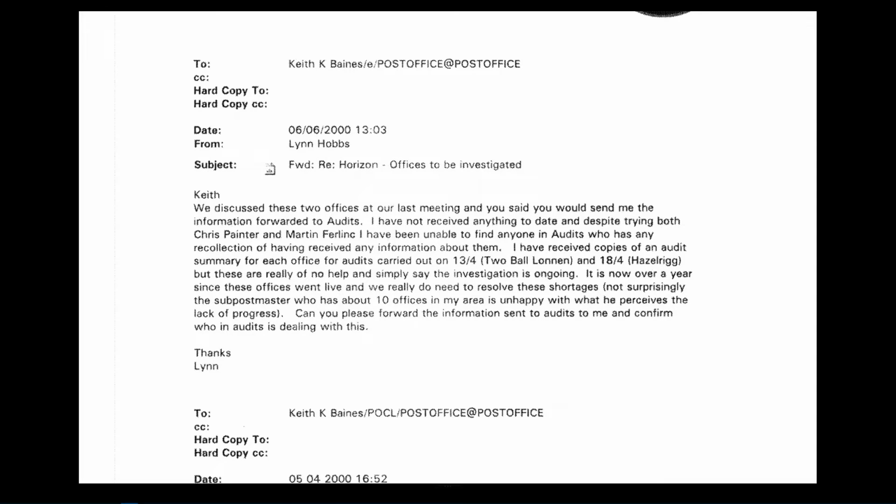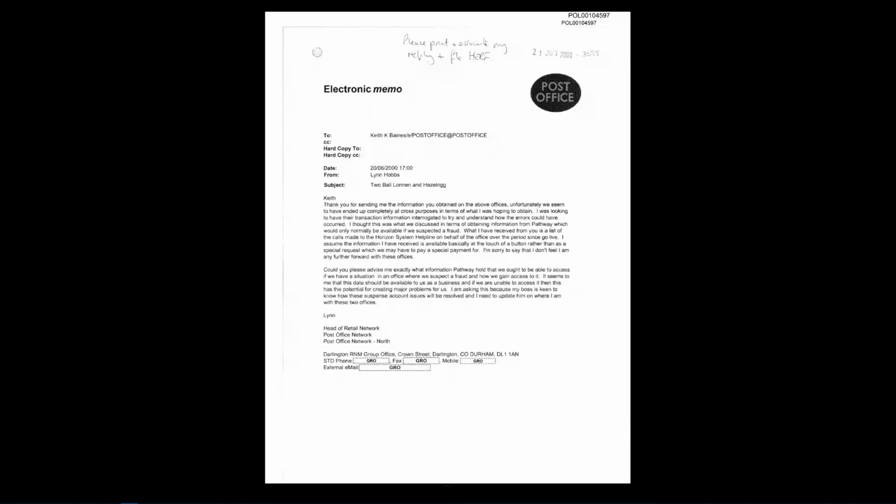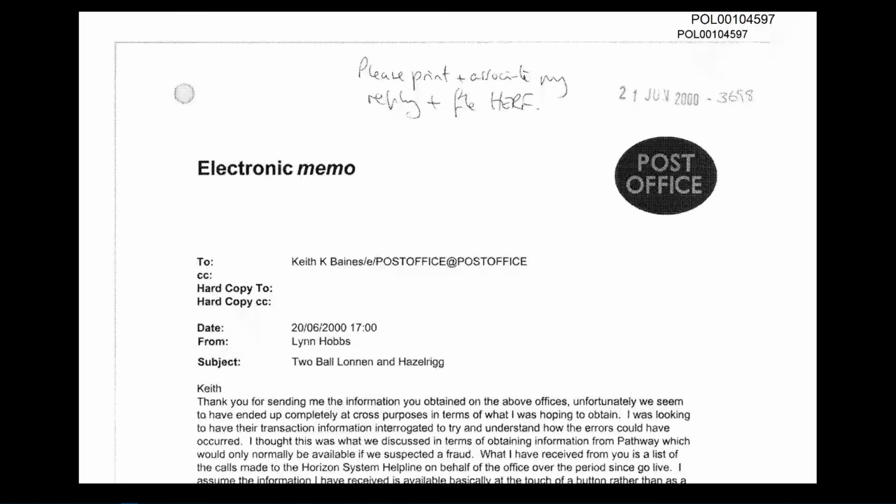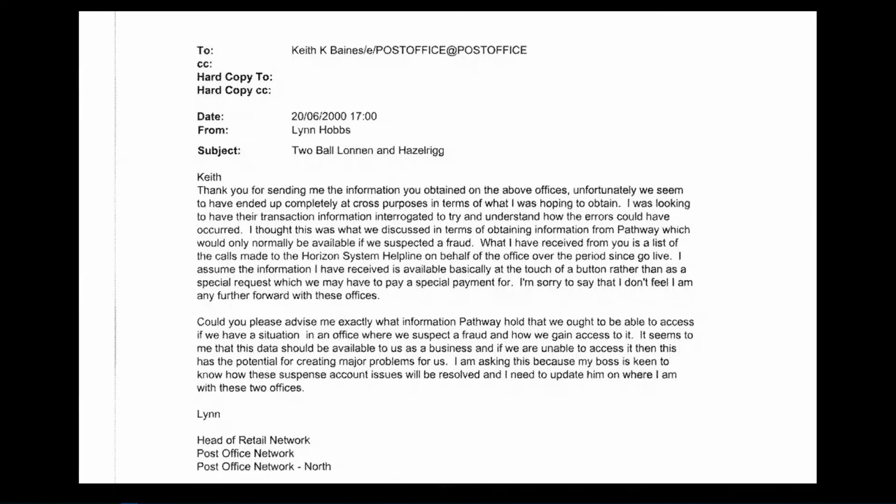I'm going to take you to another document in the same chain, POL00104559, 20th of June 2000. I'm going to read to you from that first paragraph. It says, I was looking to have their transaction information interrogated to try and understand how the errors could have occurred. Pausing there, so they're looking into how they've occurred.